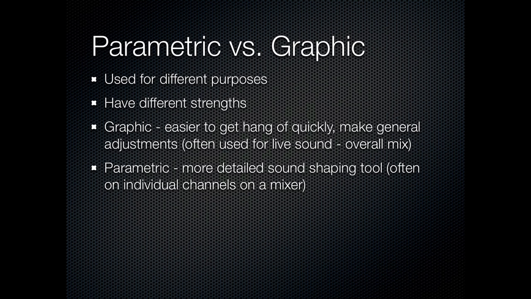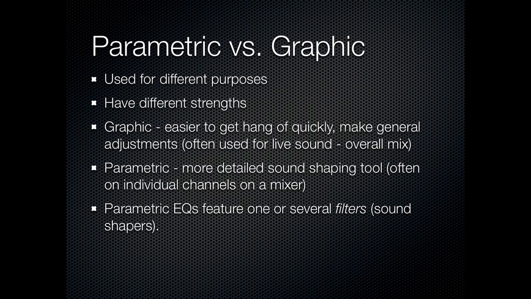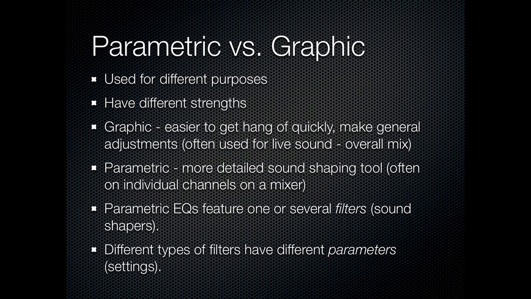Even on very basic mixers, you'll usually find some sort of simplified parametric equalizer in the form of the mid-range control. More complicated parametric equalizers, such as those on a digital audio workstation, feature filters, or the sound shapers we were talking about a moment ago. Different types of filters have different parameters or settings, and we'll look at the different types of filters and the different settings they each have.